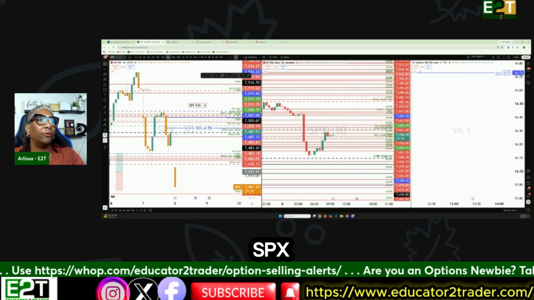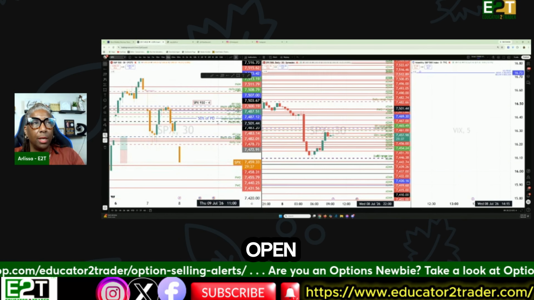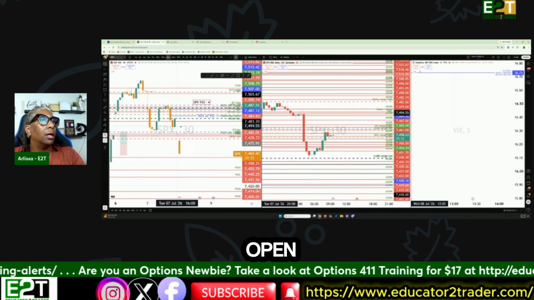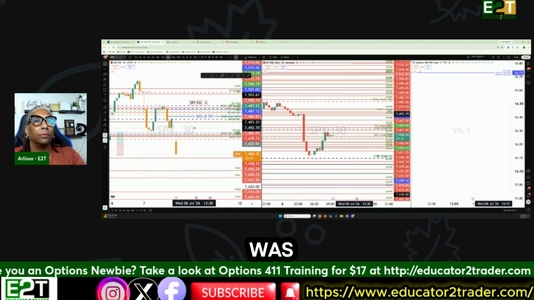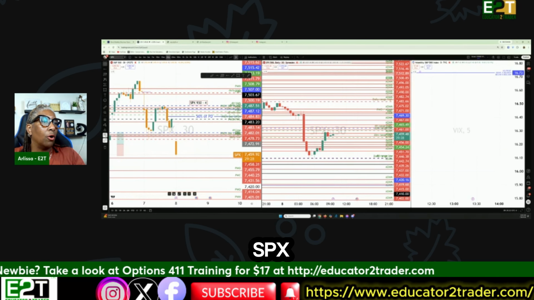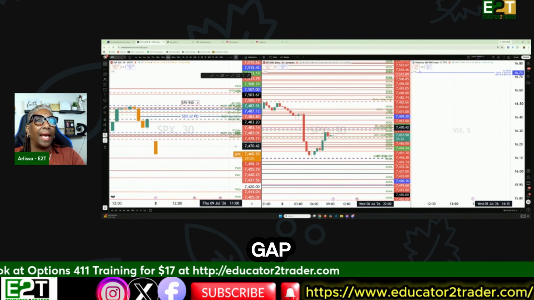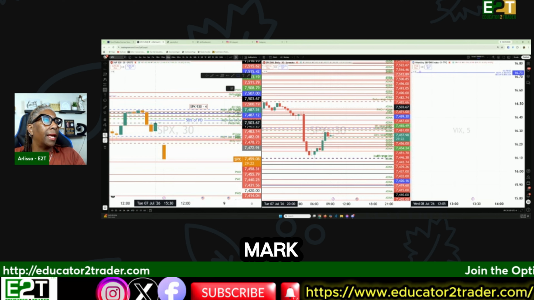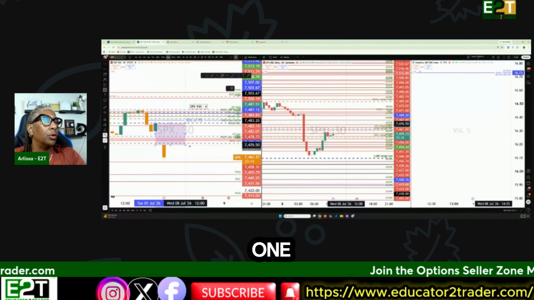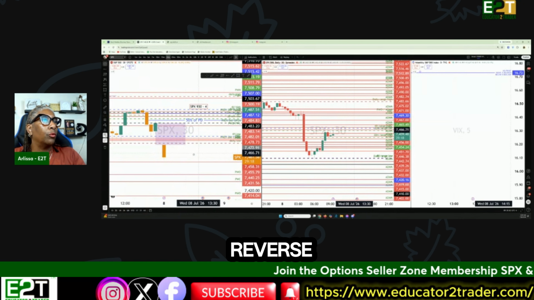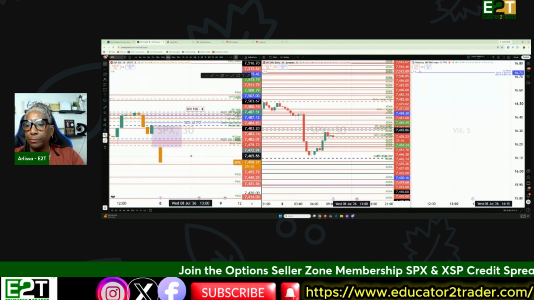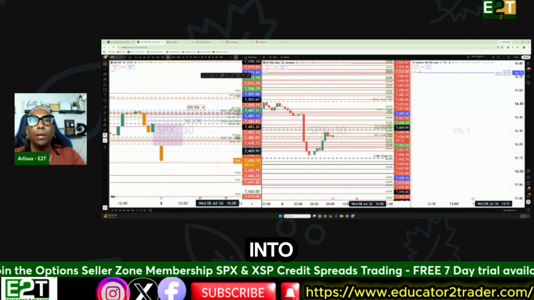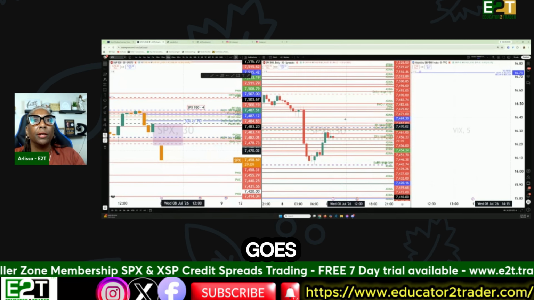Okay, SPX, the market is open, gap down open. You don't see the gaps on the SPX all night. You don't see the gap because the price just continued on, but we marked the gap from the other one, so we know when we are going to reverse and get back into it. When we reverse and get back into the gap, let's see what goes on here.